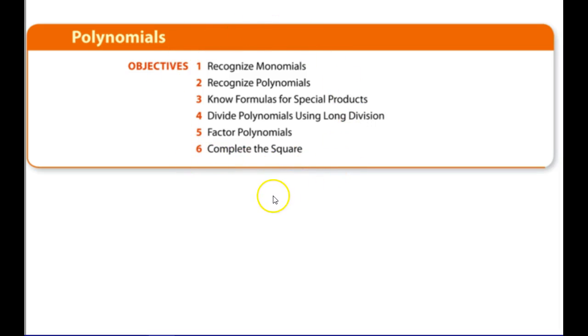So now that we've gone through all of these learning targets, go ahead and work on your practice problems for this section.